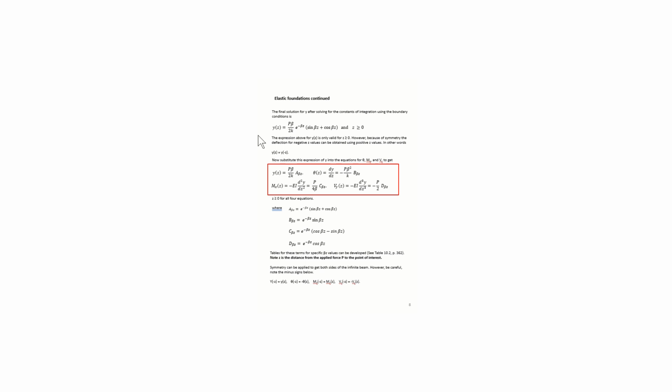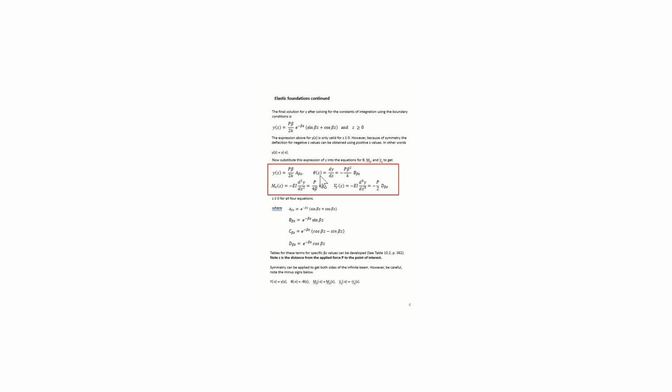So the final equation that we have for the deflection for this beam is P beta over 2K e to the minus beta z, and then these trig terms. And this is all for z greater than 0. However, because of the symmetry, we know we won't use negative z values. We can just put in positive z values and flip the sign. So this works great for the displacement.